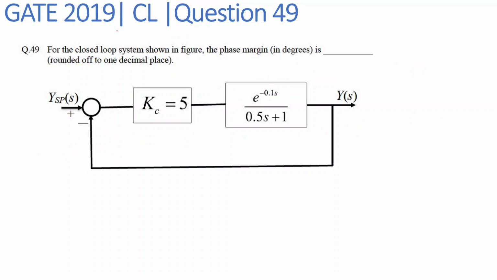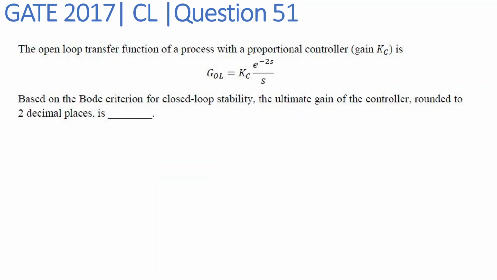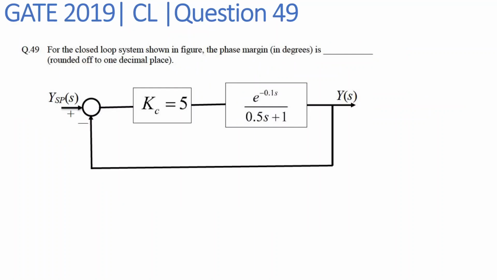Hello everyone, we are solving question number 49 of GATE 2019 chemical engineering paper related to process control and instrumentation subject. And the question is, for the closed loop system shown in figure, the phase margin is dash. So for this given closed loop system, we have to find the phase margin. So let's take a look at the solution.